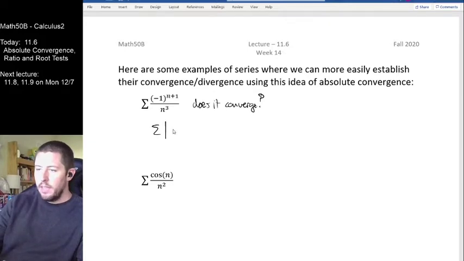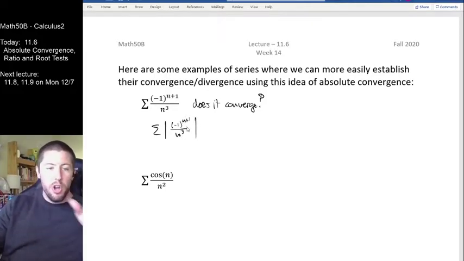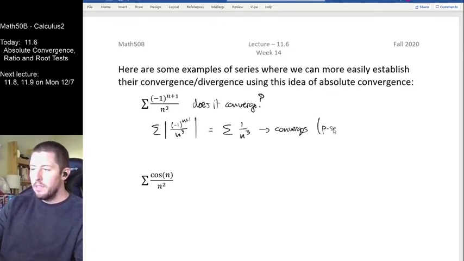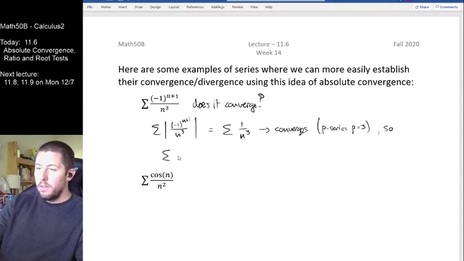Let's instead look at the absolute value of each of the terms. All the absolute value does is say there are no more positives and negatives. We're taking the absolute value of everything. That leaves us with 1 over n cubed. This I know converges. This is a p-series with p equals 3. Therefore, the sum of negative 1 to the n plus 1 power over n cubed is absolutely convergent.